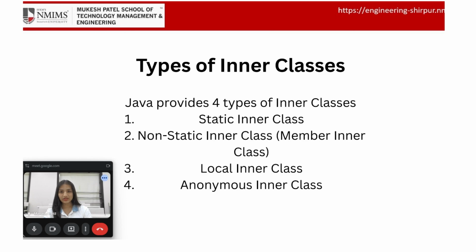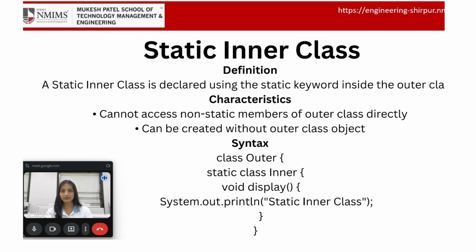Then we have types of inner classes. There are four types of inner classes in Java. The first one is static inner class. Then we have non-static inner class. Then the third one is local inner class, and the fourth one is anonymous inner class. Each of these has different behaviors and they are used in different situations in programming. So let us try to understand each type one by one.